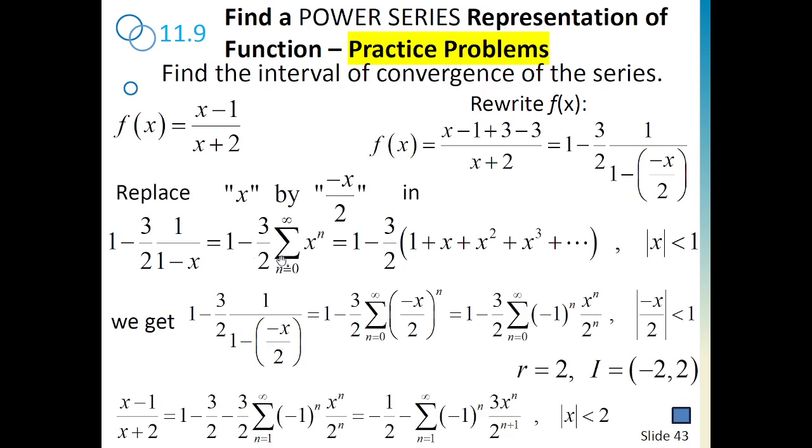Then 1 minus 3 over 2 times, we replace it as a general term of the series. So instead of x, we have negative x over 2. And then instead of x in the interval of convergence, we replace it by negative x over 2. So this will be absolute value of x over 2 smaller than 1, so absolute value of x smaller than 2. So x is between negative 2 and 2, radius is 2.